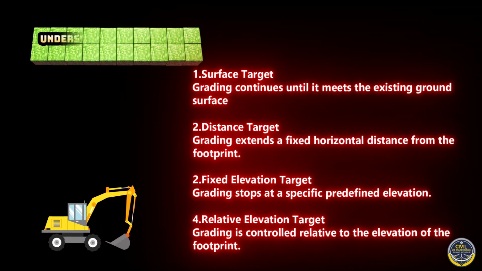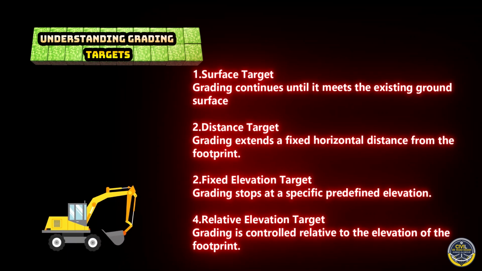Understanding grading target. A grading operation always requires a target. Without a target, Civil 3D doesn't know where the grading should end. There are several types of grading targets available, and each one serves a different design purpose. The most common type is a surface target, where the grading extends until it meets an existing ground surface. This is typically used when tying a design into natural terrain.